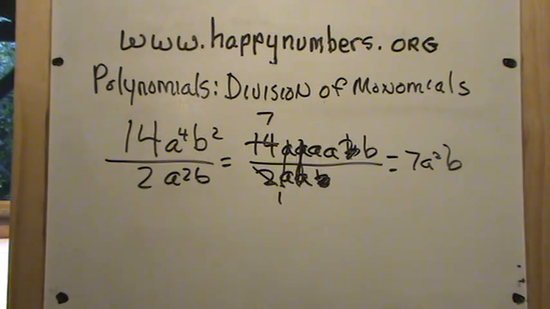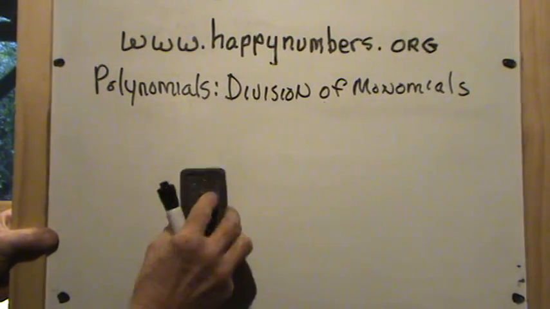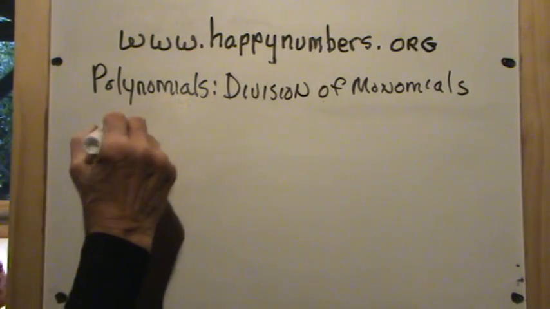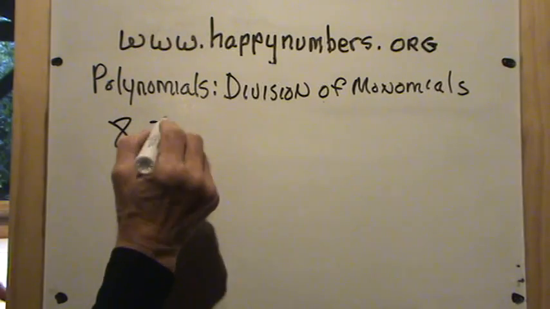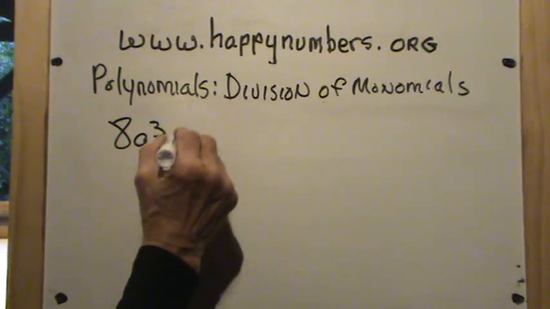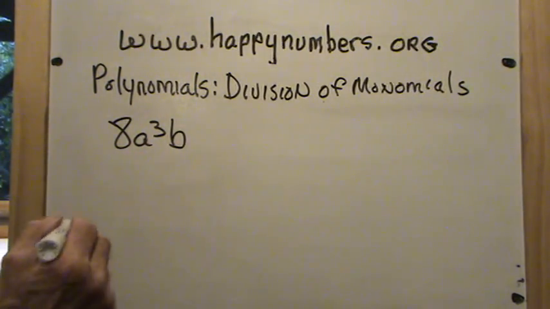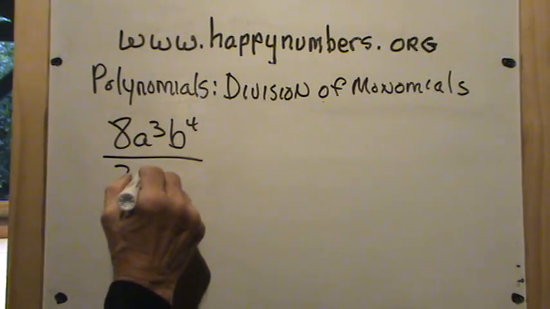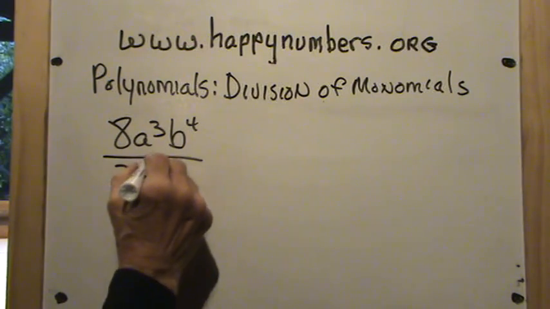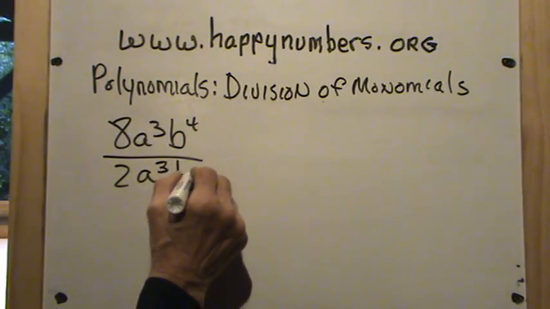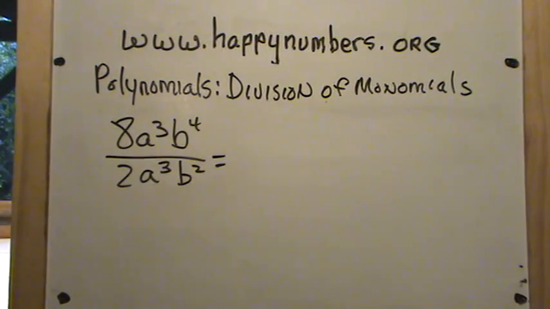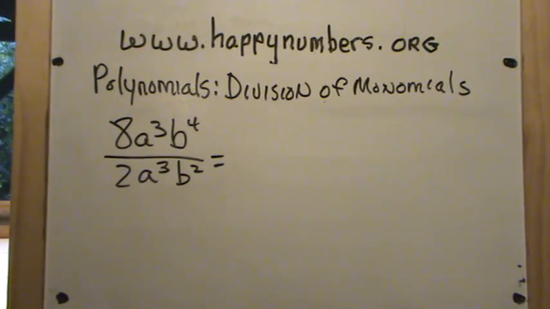Well, good. Let's try another one. I'll put it up for you. Let's go: 8a to the third, b to the fourth, divided by 2a to the third, b to the second. Okay, put your DVD or video on pause and work that problem, and then turn it back on and we'll take a look at it.